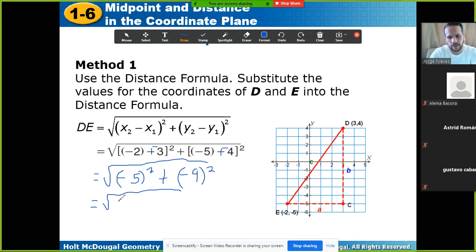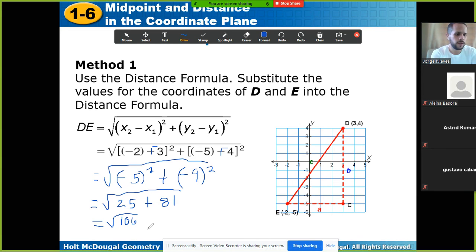-5 squared is going to be 25. And 9 squared is going to be, ¿cuánto sería -9 al cuadrado? Rápido, ¿quién me dice? It's going to be 81. Okay. So we're going to add these numbers. 25 plus 81 is going to be 106.